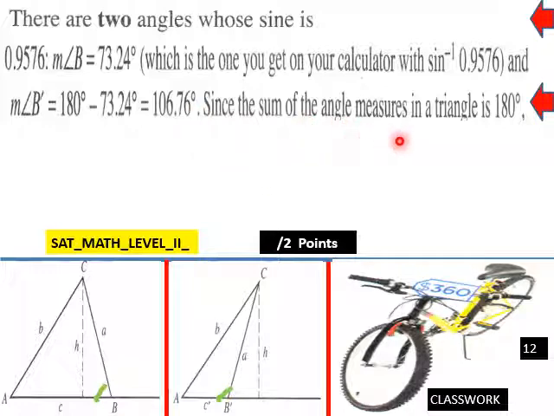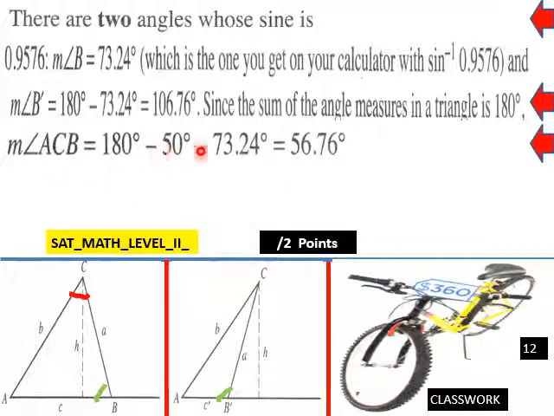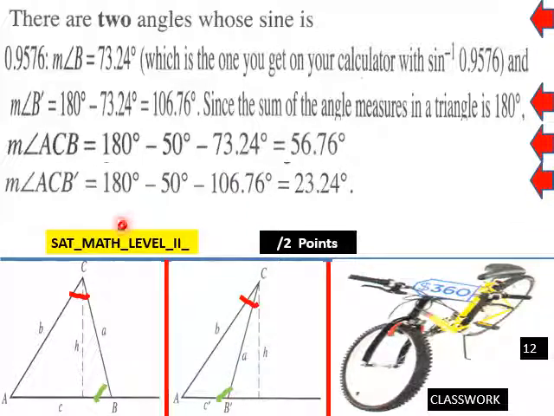Since the sum of the angle measures in the triangle is 180, now you have this measure here, 180 minus 50 minus 73.24. This comes out to being 56.76. And then for this angle here, the measure of angle ACB tilde here will equal 180 minus 50 minus 106.76, which is 23.24 degrees here.